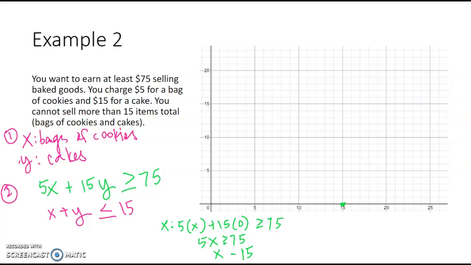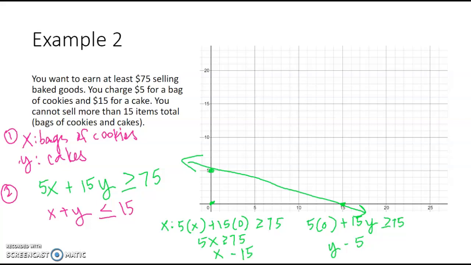I can do a similar process to figure out my y-intercept. I just want to plug in 0 for x. And I'm going to get that my y-intercept will be at 5. I'm going to connect these two ordered pairs with a solid line because my inequality symbol is greater than or equal to. And now I want to choose an ordered pair on the graph and see if it satisfies this inequality. So let's choose the ordered pair 0, 0.